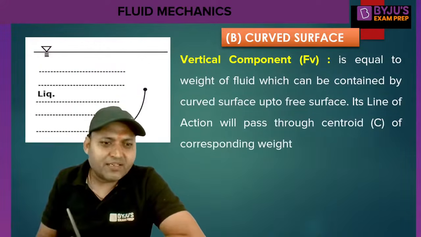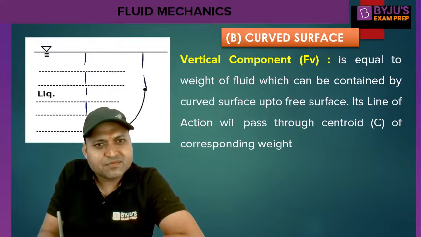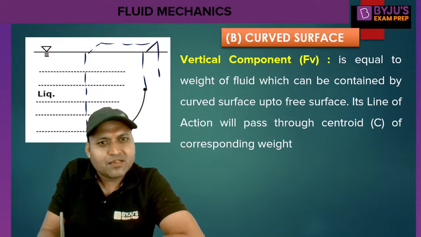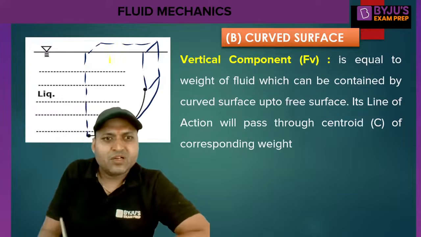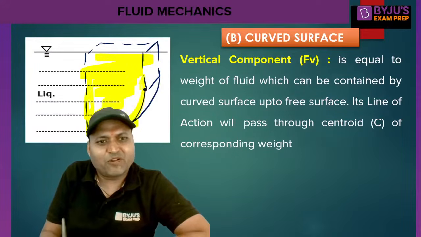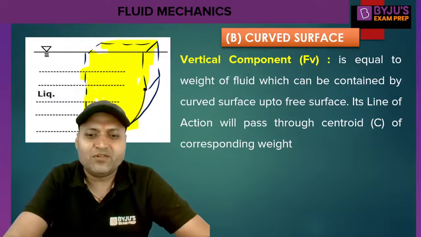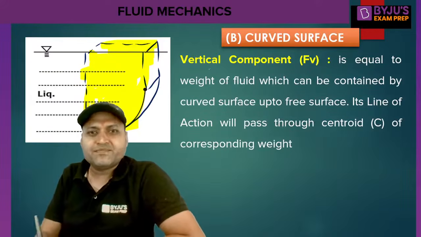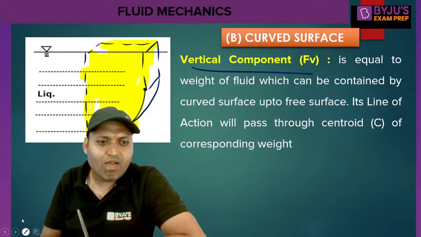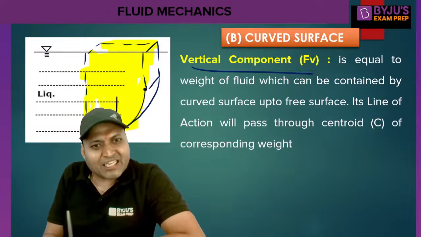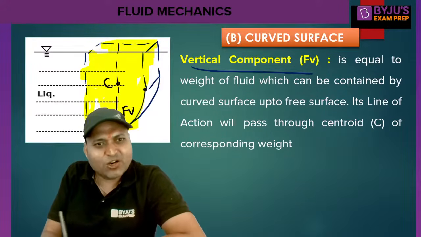For the vertical component, extend the edges of the curve normally up to the free surface like this. The weight of the fluid which can be contained by the curve up to the free surface, that is the magnitude of Fv. This fluid will measure the magnitude of Fv. The direction will be decided by actual contact, and its line of action will pass through the centroid of the corresponding weight.